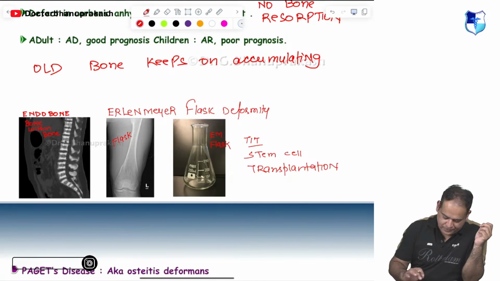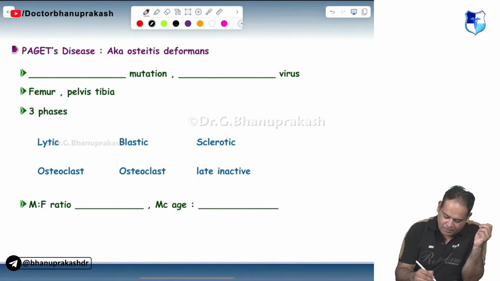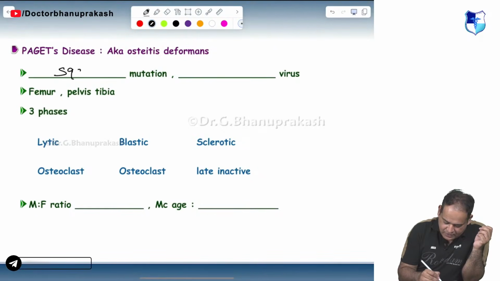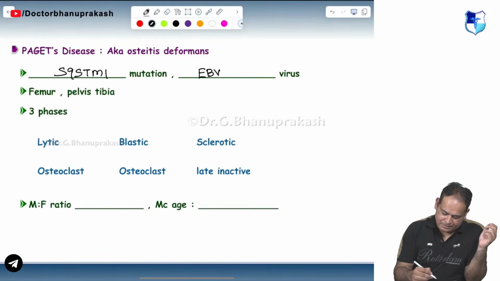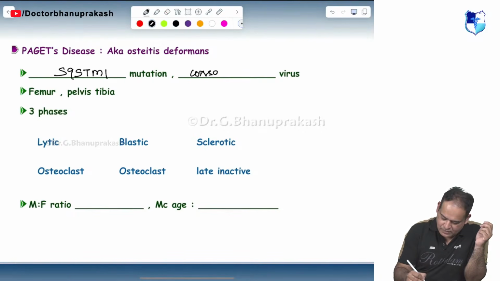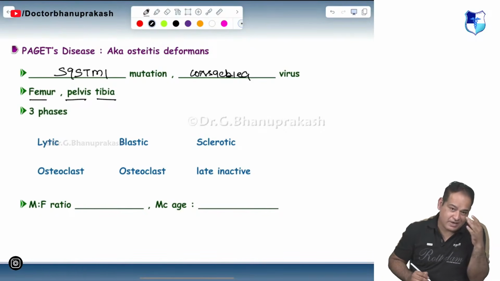Let's move forward. Paget disease, also called osteitis deformans. Now, in Paget disease, what kind of mutation is there? SQSTM1. And what kind of virus? Epstein-Barr virus. So, the broad term will be Coxsackie virus. The common bones affected are femur, pelvis, and tibia.